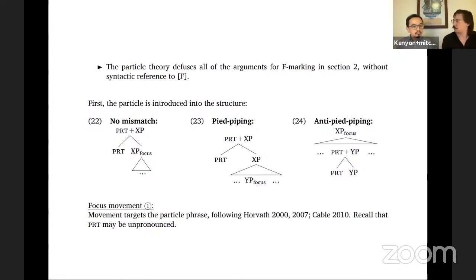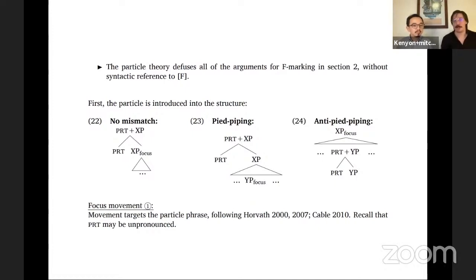So the way, sort of abstractly, this would work is you have your derivation. At some point, the particle is introduced into the structure, so you could have no mismatch, where the thing that the particle is adjoined to ends up being interpreted as being focused. You could have pied-piping, where the thing that the particle is adjoined to ends up containing the focus, or you could have anti-pied-piping, which are cases where the particle is adjoined within the focus, and is sort of a logical subpart of it. There's a fourth one that you might be guessing at. I'll get back to that later.